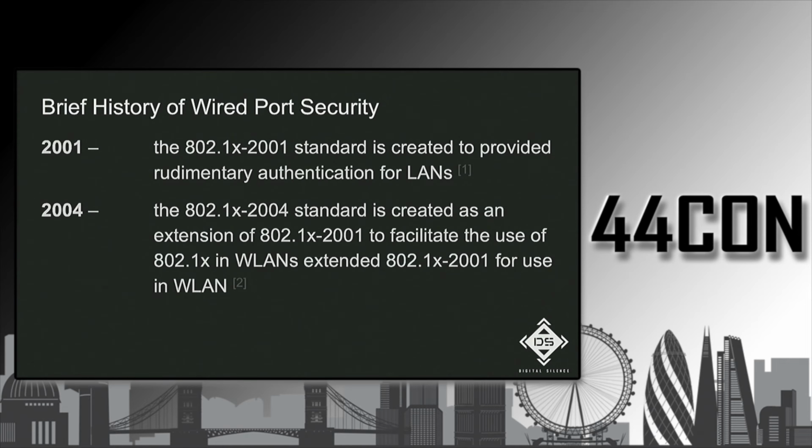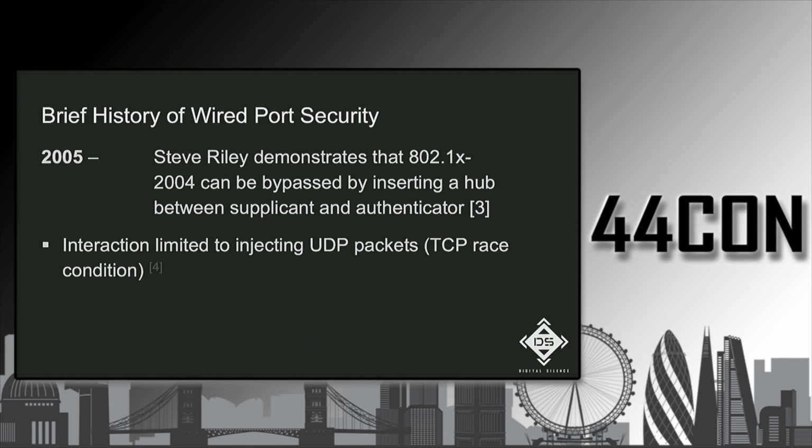Fast forward 3 years to 2004, and we have 802.1X-2004, which added a whole bunch of new stuff with the primary intention of extending 802.1X so you could use it over wireless environments as well. A year after that, in 2005, a researcher named Steve Riley demonstrated you could bypass 802.1X-2004 by inserting a hub directly between the supplicant and the switch. Essentially, you put a hub between the switch and the workstation and you can sniff traffic, which is pretty cool because it's a passive bypass.